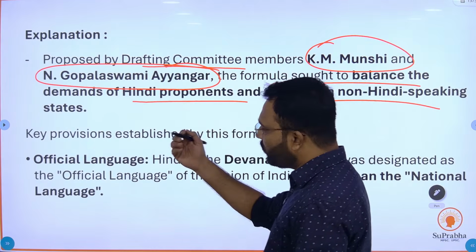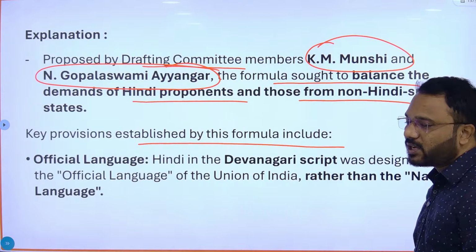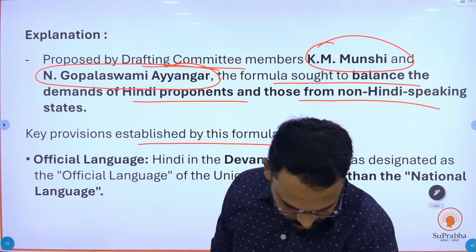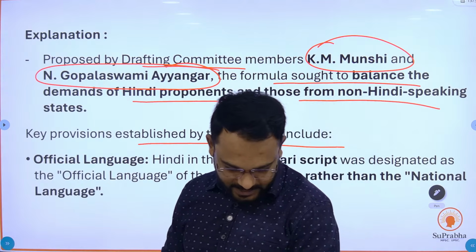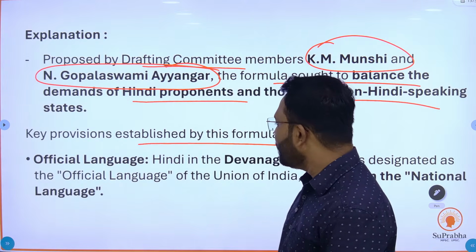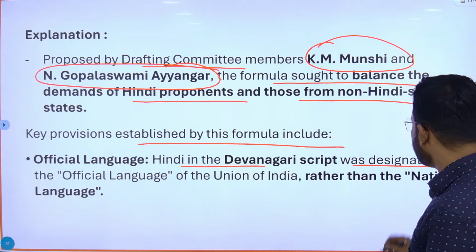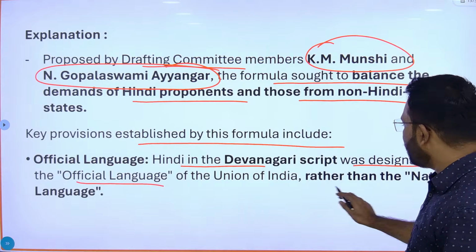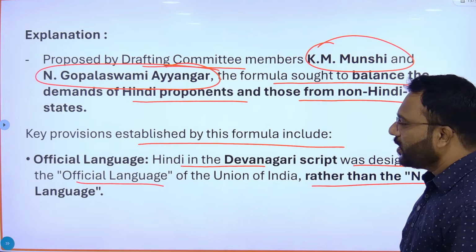Key provisions established by this formula. What are the key provisions? K.M. Munshi, and Gopalaswami Ayyangar, noted. Official language: Hindi in the Devanagari script was designated as the official language of the Union of India rather than the national language of India.